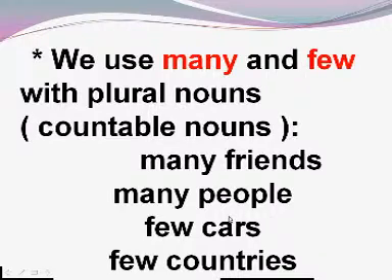Many people, because people is a countable noun and it's plural. Few cars. Okay, cars here is a countable noun and is a plural noun. So we should have 2 things. The noun should be plural and should be countable. Few countries. Okay, few countries. Again, a countable noun, a plural noun. Okay, this is very important. And many and few, of course, are 2 opposite words.